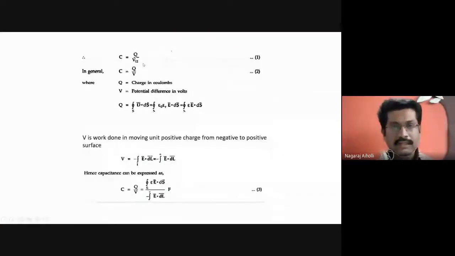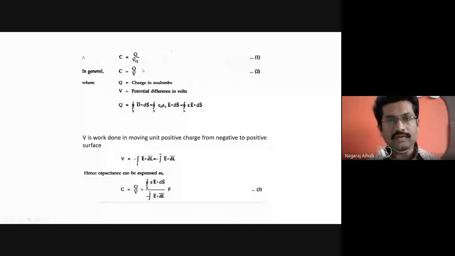So C is equal to Q by V12. In general we write it as C is equal to Q by V, where Q is the charge in coulombs and V is the potential difference in volts. Then according to Gauss law, Q is the closed surface integral of D bar dot dS bar, where D is epsilon into E. That is epsilon naught into epsilon r into E bar dot dS bar, so Q is the closed surface integral of epsilon E bar dot dS bar, where epsilon is epsilon naught into epsilon r. This is as per the Gauss law equation for the charge.